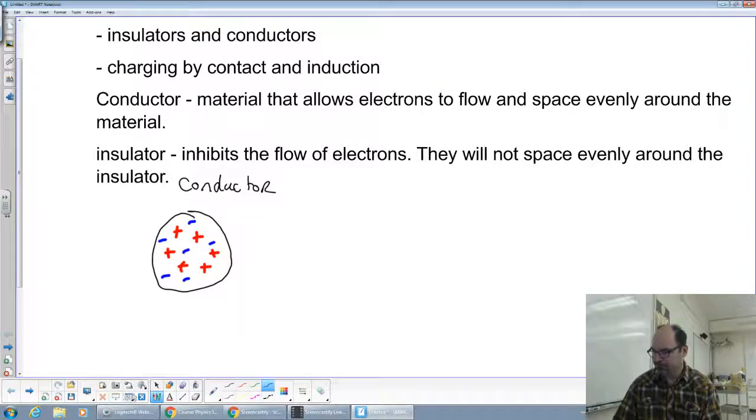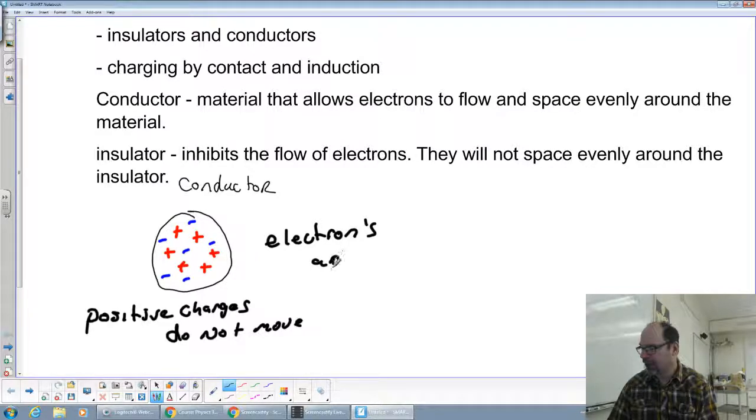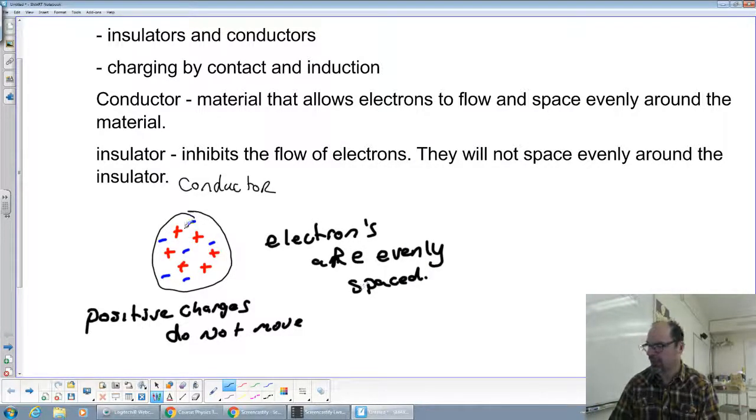Okay, so we have positive charges that do not move. And the electrons, the negative charges, the electrons are evenly spaced. Okay, so eventually they'll flow around and everything will kind of balance out and they'll be evenly spaced. Okay, an insulator is different.